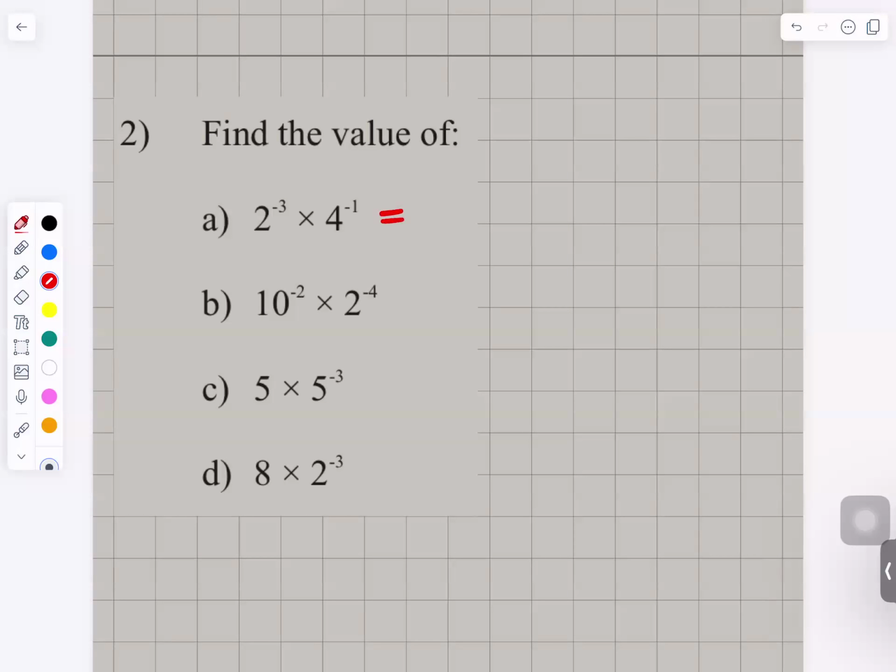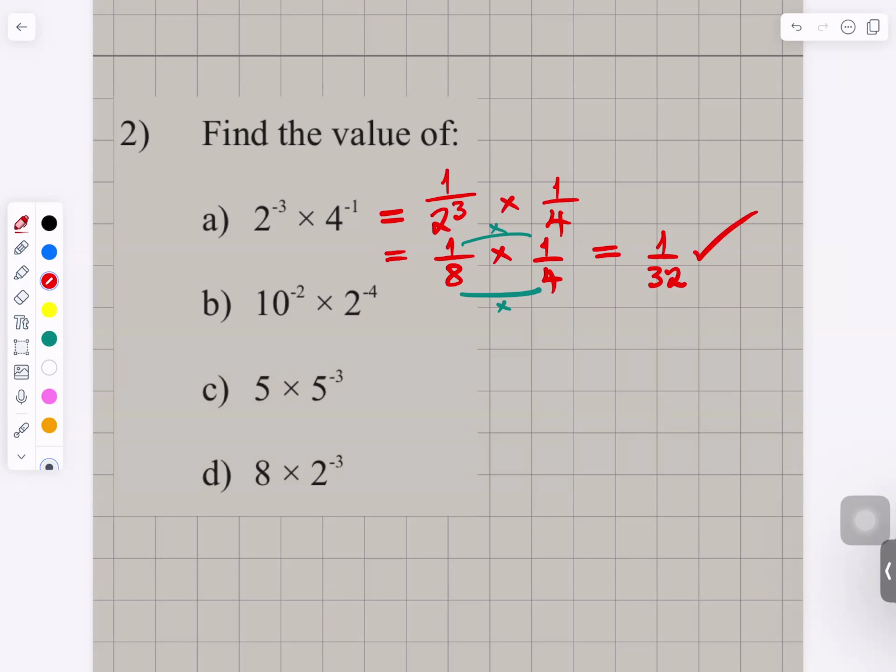Question number 2. For the first one, 2 to the minus 3 is 1 over 2 cubed times 1 over 4. 2 cubed is 8. So that is the same as 1 over 8 times 1 over 4. You multiply the top: 1 times 1 is 1. Multiply the denominators: 8 times 4 is 32. And that's your answer for the first one.